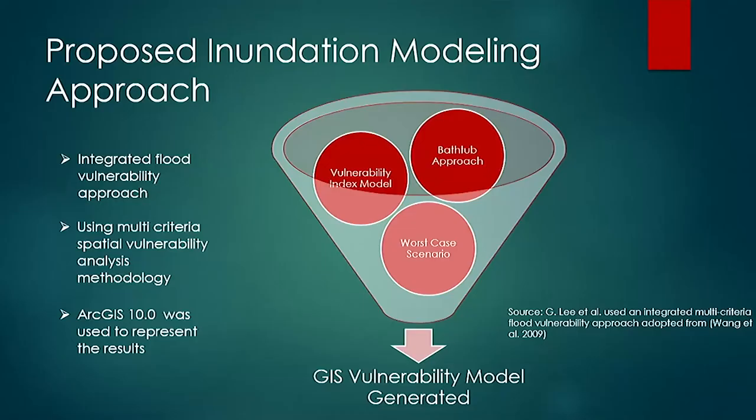This will then lead us to Ji Li et al., of whose model I also use part. This part of the model is the multi-criteria spatial vulnerability analysis, which used several approaches in order to develop this GIS vulnerability model. And this particular approach syncs well with the Auckland scenario, in that any area that is at sea level, or a little bit above sea level, is about to be totally inundated, which is totally flooded.